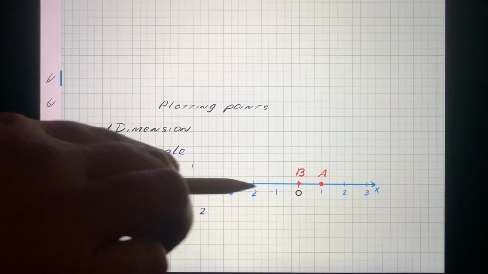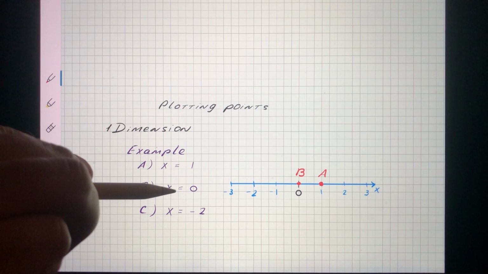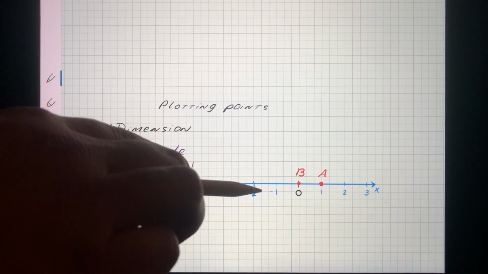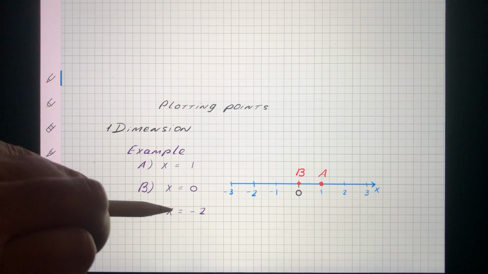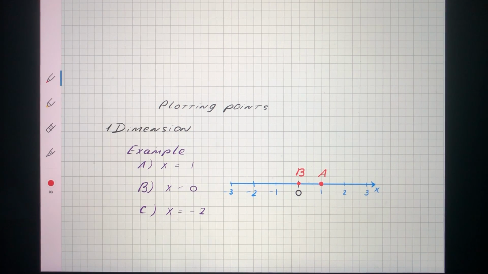If the number is positive, we count that many units to the right. If the number is negative, we count that many units to the left. So beginning with a 0, we count 2 units to the left, and we will go 1, 2, and this is our point C. So this is a quick reminder of how to plot points in one dimension.